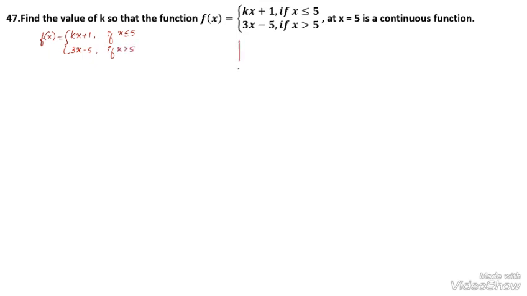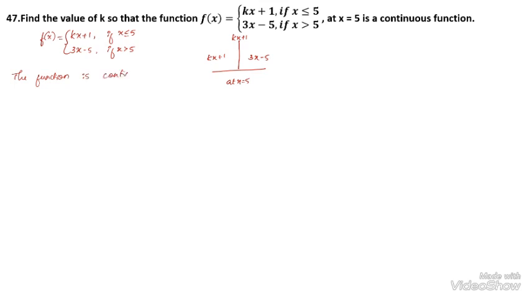Now I can take the points roughly. Here at x equal to 5, the value is kx plus 1. On the right side, for x greater than 5, it is 3x minus 5. The left value is kx plus 1. We know that the function is said to be continuous.